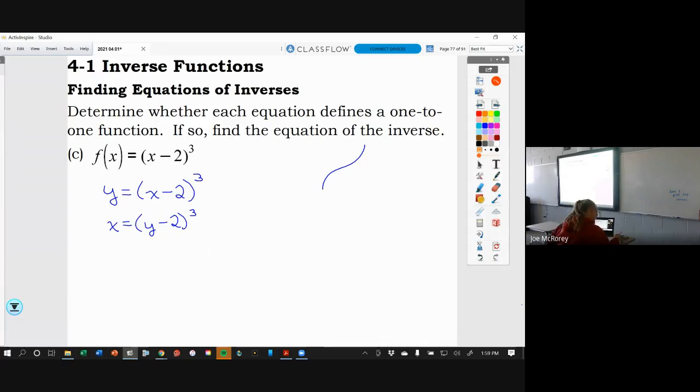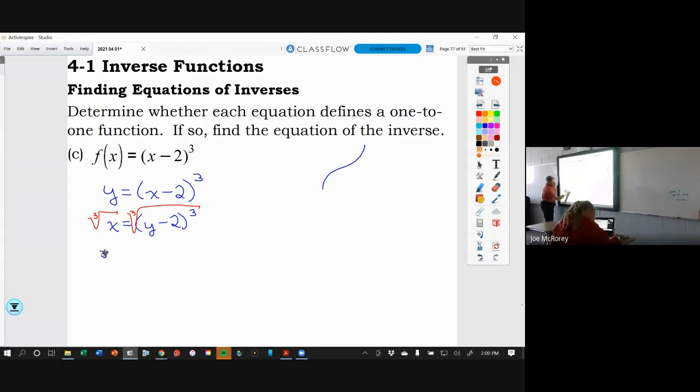Cube root both sides, right? Throwback, yes, cube root both sides. It's the same thing as taking the square root, but with the cube. The cube root of both sides. That makes everything look complex.